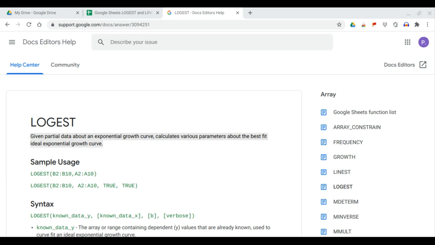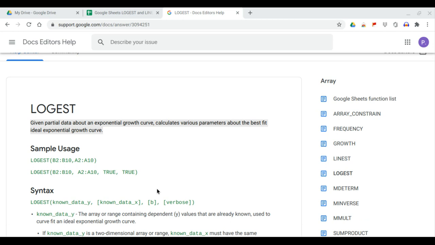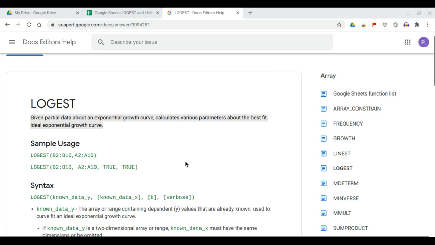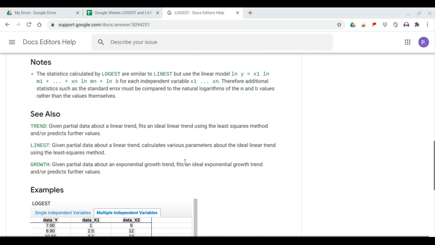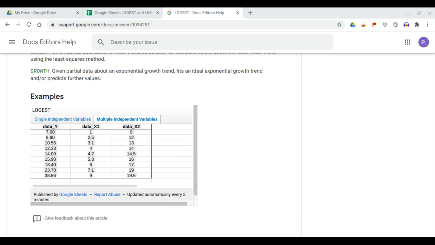The Google Sheets LOGEST function. Given the data about an exponential growth curve, the LOGEST function calculates the various parameters about the best fit ideal exponential growth. In this video, we will use the multiple independent variable example.